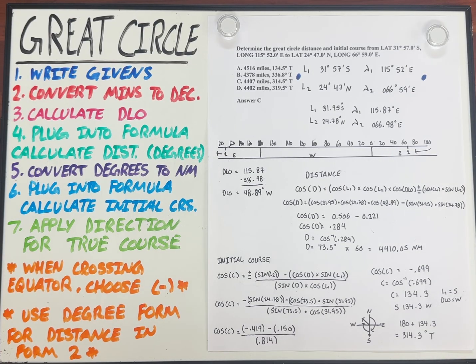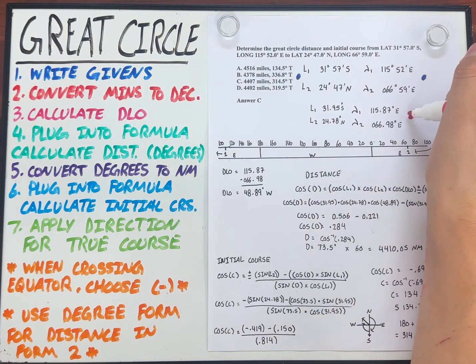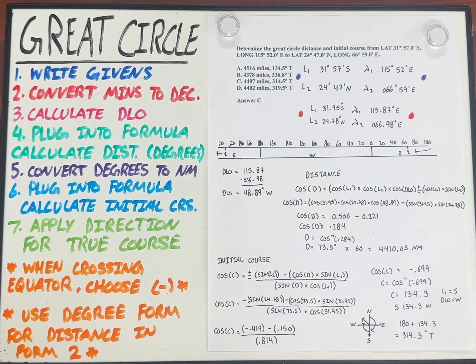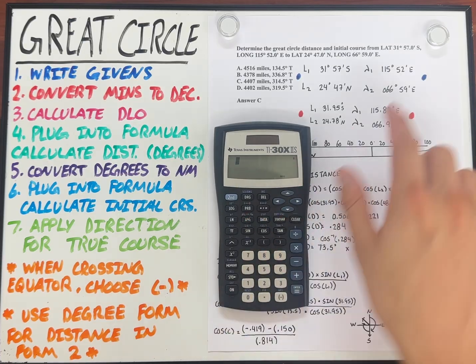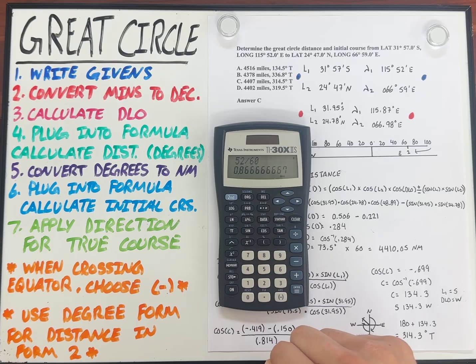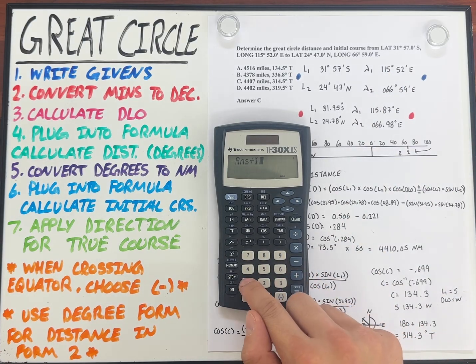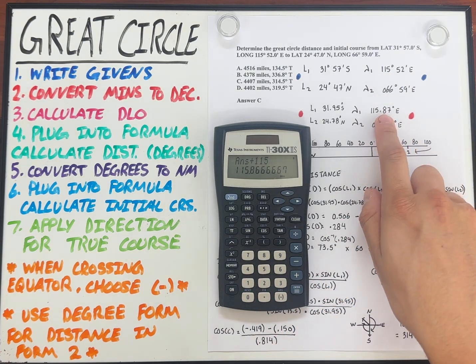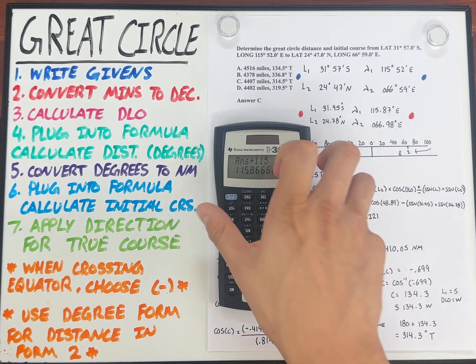To make this easier, step 2, convert your minutes to a decimal. The way you do that is you take your minutes of your latitude and divide them by 60. So 57 minutes for latitude 1 divided by 60 will get you .95. You add the whole number and you'll get 31.95. If I'm doing longitude 2, 52 divided by 60. I take that decimal and add the whole number, 115, and you get your longitude 1 in decimal form, 115.86 degrees east. That's step 2.